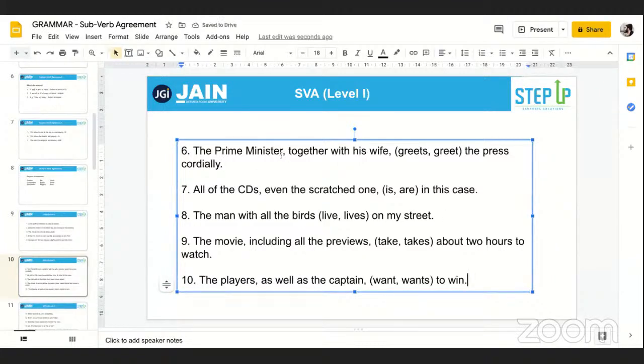I think the answer is "greets" because if you separate the two sentences, it will read "the Prime Minister greets the press cordially," even when we say "his wife greets the press cordially." So the answer is "greets" because it's singular. I think the answer would be "greet" because when we use the word "together," we're bringing both of them together. So there are now two subjects. Sir, I agree because there are two subjects, the Prime Minister and his wife, so the subject will be plural. I also agree, because of "together." But sir, I think you told us that only in the case of "and" there will be a plural subject.